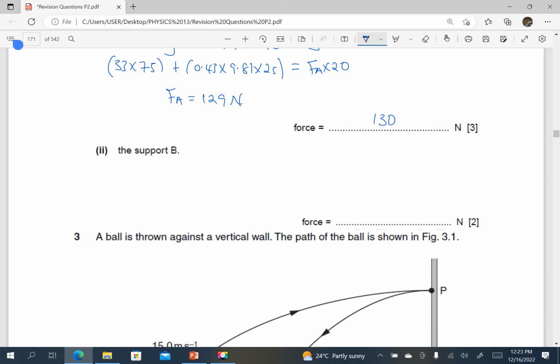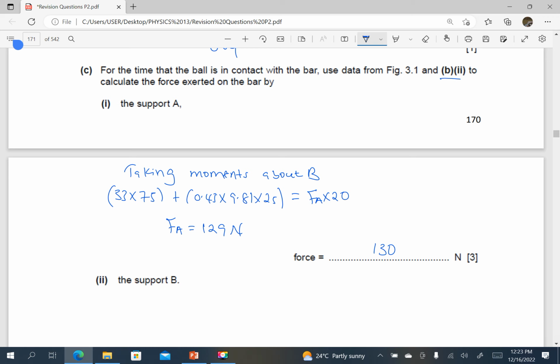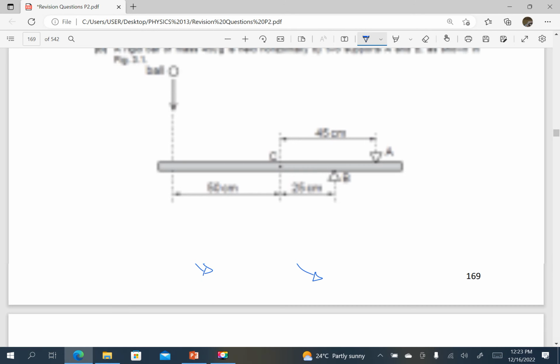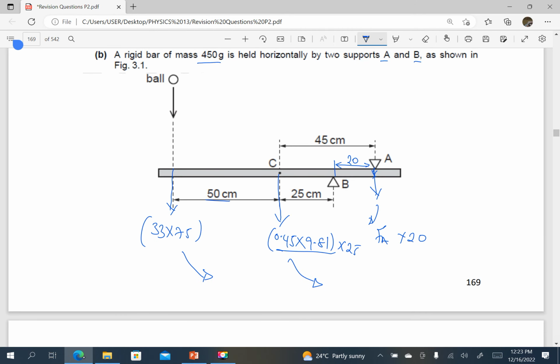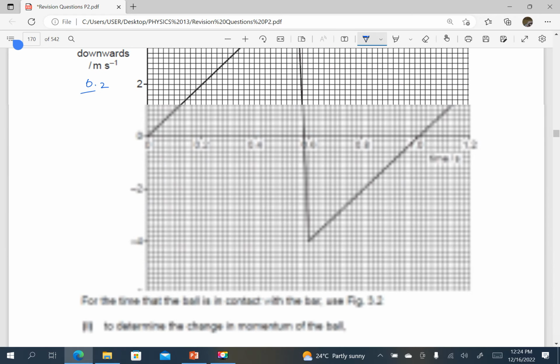The support B, we want to find the force exerted on the bar by support B. So we can go back here. The force here is downwards, which is 33 newtons. The force here is the weight, which is 0.4 times 9.81. Then the force this side, we have got it as 130 downwards. So 130 plus the weight plus 33 should be equal to the force exerted by the support upwards. So we just sum up and see.